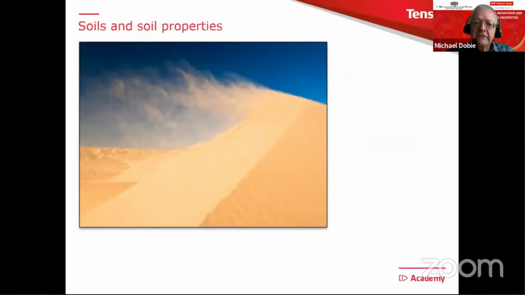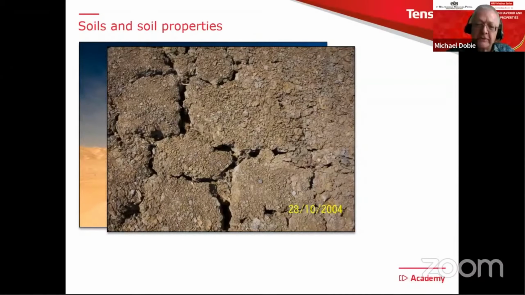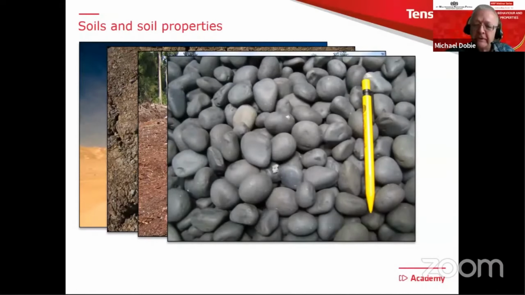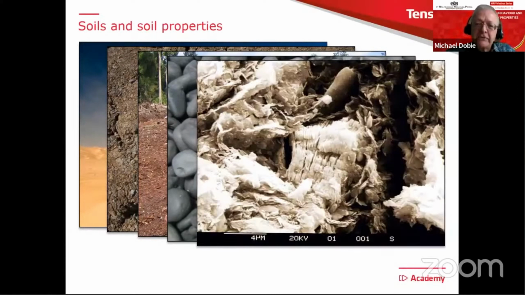So soils. Soils are incredibly varied materials. So we see some interesting pictures here. A sand dune, an expansive soil, peat, a river gravel, you can see rounded, and a microscopic view of clay minerals. I think what you can see from those 5 pictures is that soils are very varied. So understanding their properties and using them as engineering materials requires that we do have a very good level of understanding of how these materials work. I'm just going to put a timer on so that I know where we have got to.